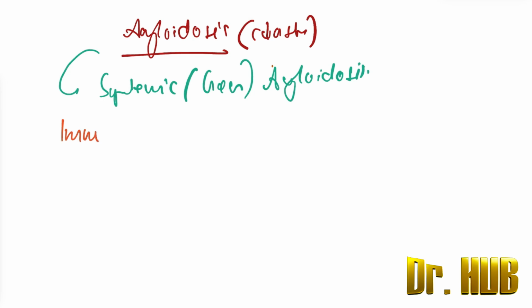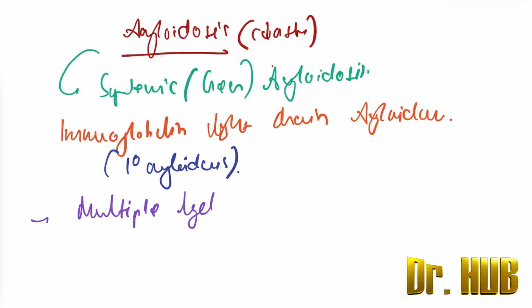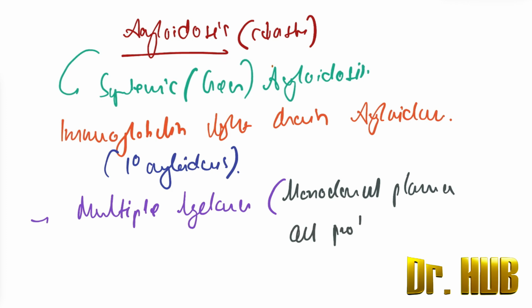There is immunoglobulin light chain amyloidosis. So light chain amyloidosis is nothing but the primary amyloidosis. It is seen in multiple myeloma and also in other monoclonal plasma cell proliferation.